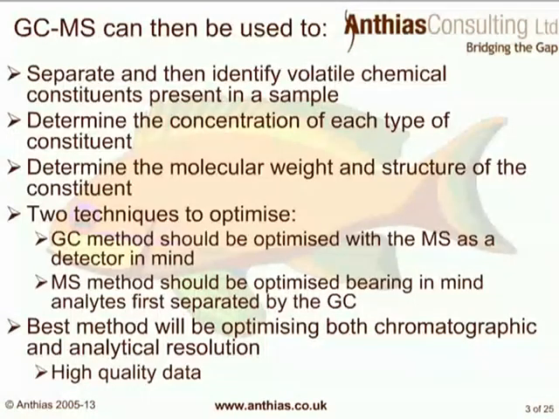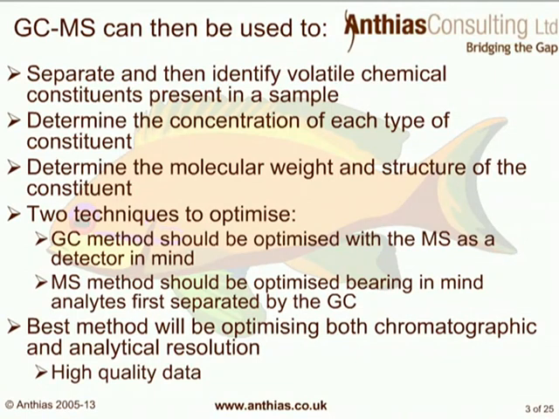Firstly then, GCMS, what can we use it for? We can use it to separate and then identify volatile chemical constituents present in a sample. We can use it to determine the concentration of each type of constituent. We can determine the molecular weight and the structure of the constituent by using the mass spectrometer.